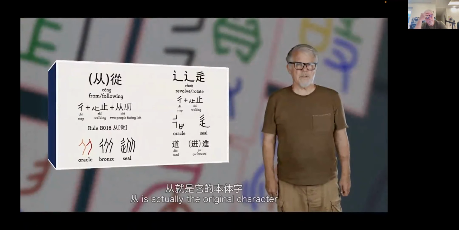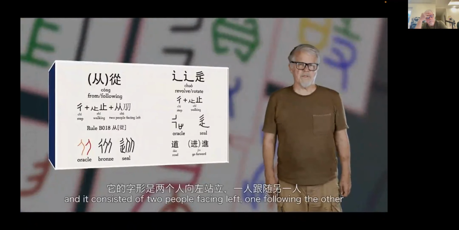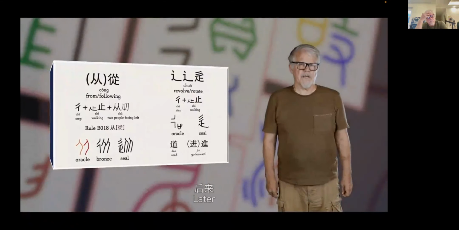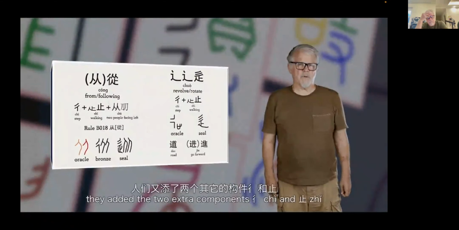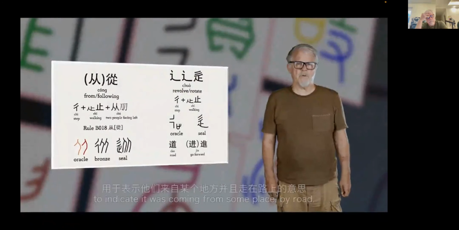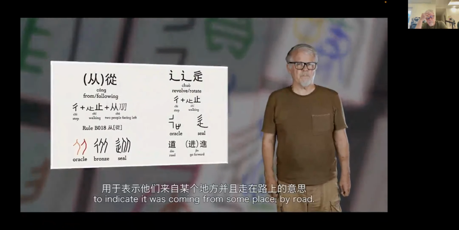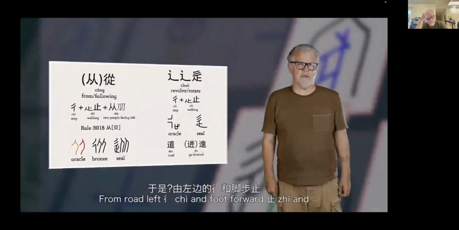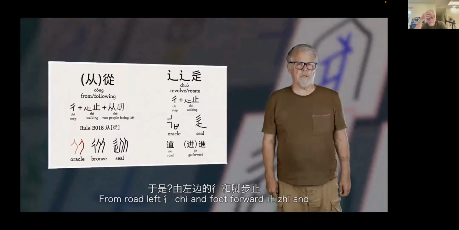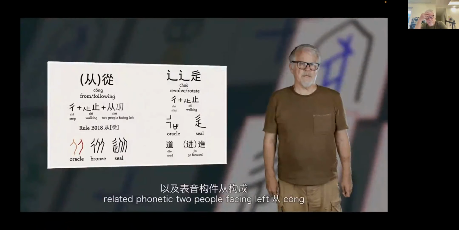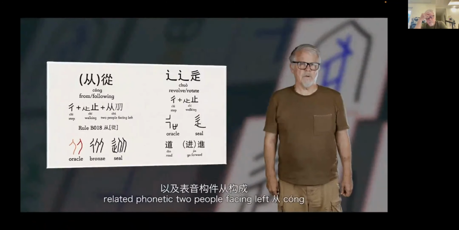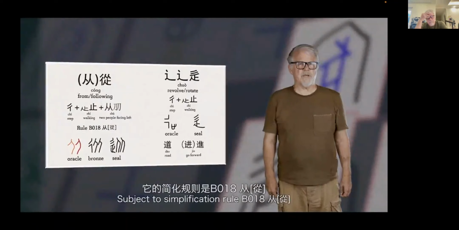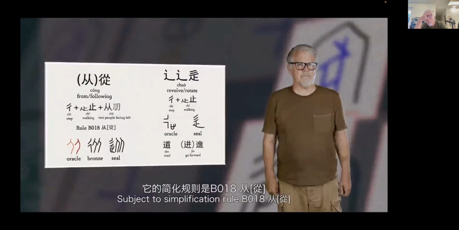Song is actually the original character, and it consisted of two people facing left, one following the other. Later, they added the two extra components, chi and zhi, to indicate it was coming from some place by road. It comes from the road on the left, chi, and the foot forward, zhi, and it has the related phonetic song, which is two people facing left. It is subject to the simplification rule B018.